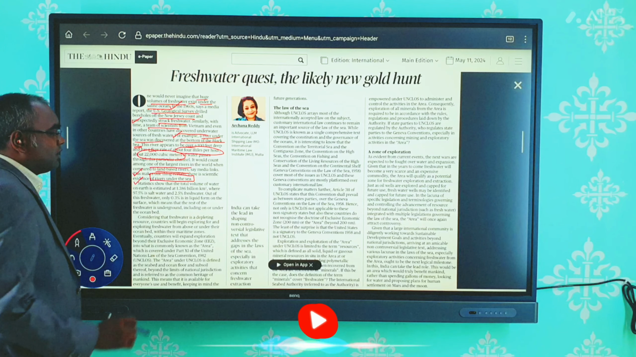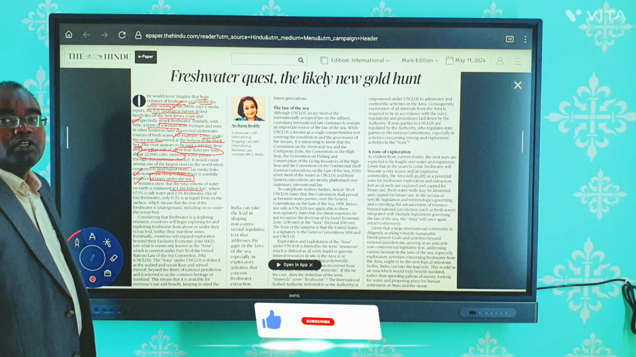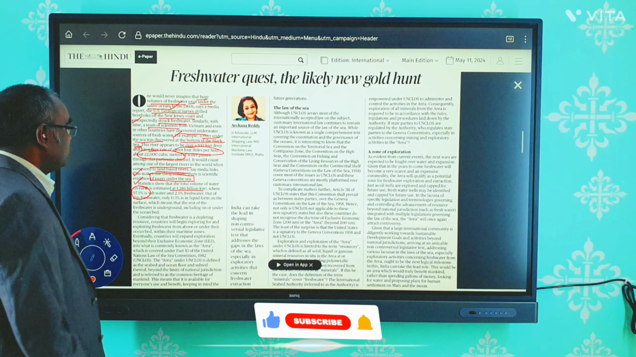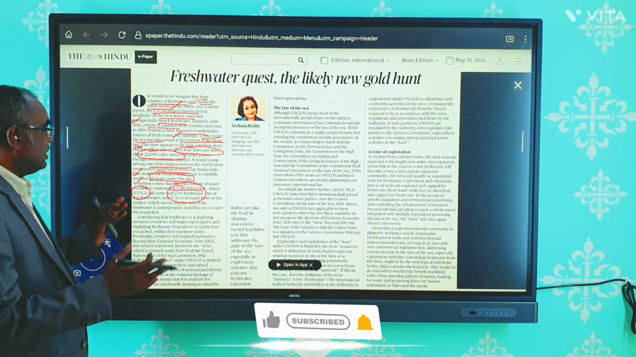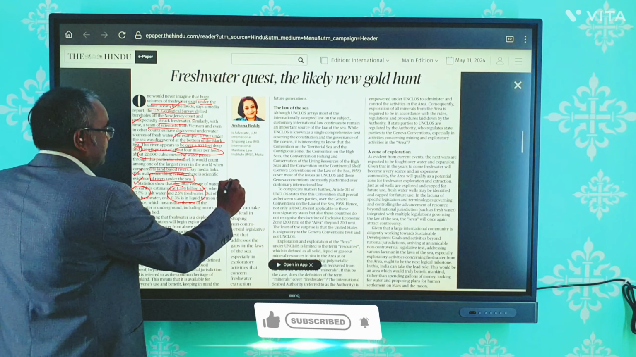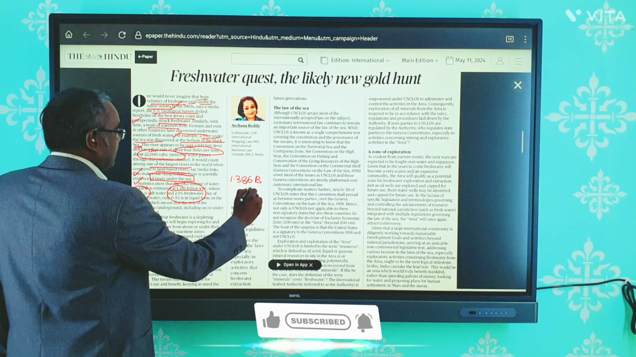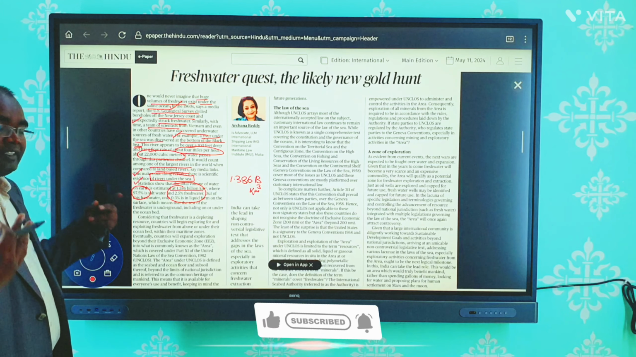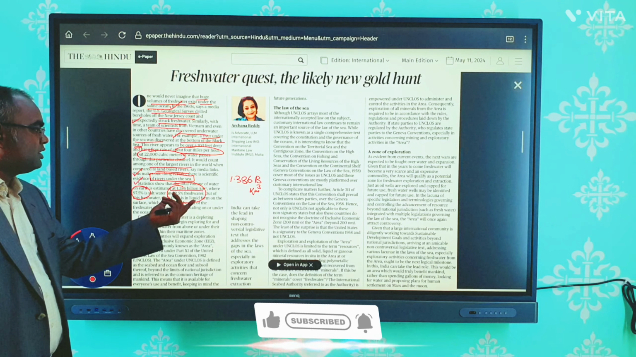Statistics show that the total volume of water on earth is estimated at 1.386 billion cubic kilometers, where 97.5% is salt water and only 2.5% is fresh water. Right? So the total volume of the water on earth is 1.386 billion cubic kilometers, and of that volume 97.5% is salty water and only 2.5% is fresh water.